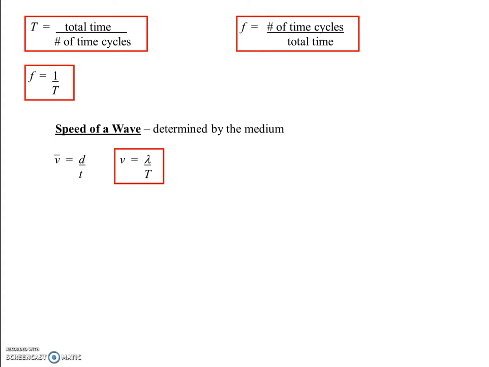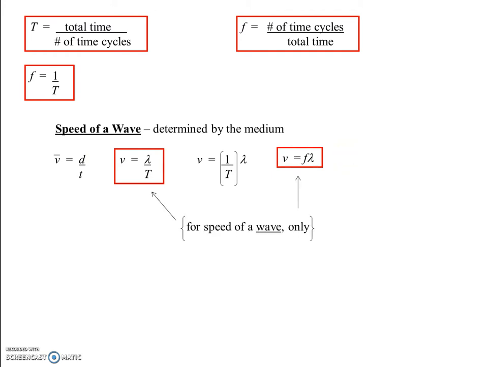Just playing a little bit of algebra tricks here. We can pull a 1 over a period to the outside. And why would I do that? Well, hopefully you see that 1 over a period, of course, is the same thing as frequency, and we'll define speed as frequency times wavelength. In fact, this is the more commonly used equation, v equals f lambda. Nothing wrong with lambda over T, just this one's a little more common. And here I just want to highlight the fact that these two equations are for the speed of a wave only.